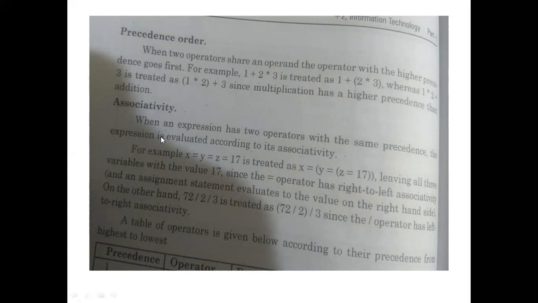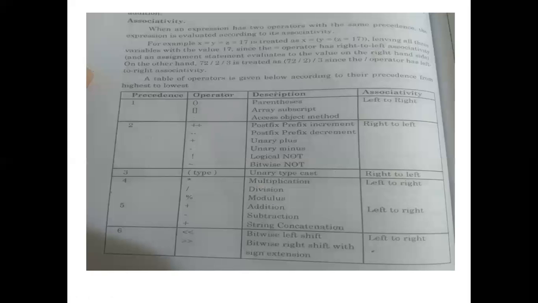Associativity: when an expression has two operators with the same precedence, the expression is evaluated according to its associativity. For example, x equal to y equal to z equal to 17 is treated as x equal to (y equal to (z equal to 17)), leaving all three variables with the value 17, since the equal operator has right to left associativity and an assignment statement evaluates to the value on the right hand side. On the other hand, 72 slash 3 slash 3 is treated as (72 slash 3) slash 3, since the operator has left to right associativity. So the table given is ordered according to precedence from highest to lowest.